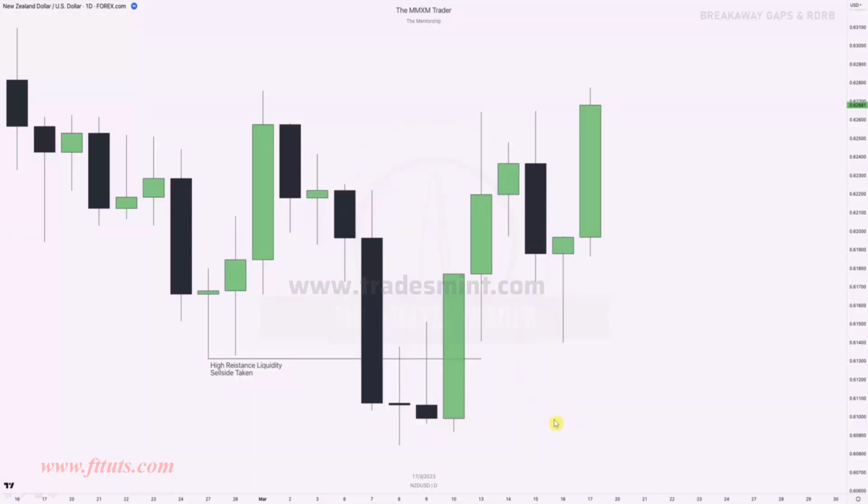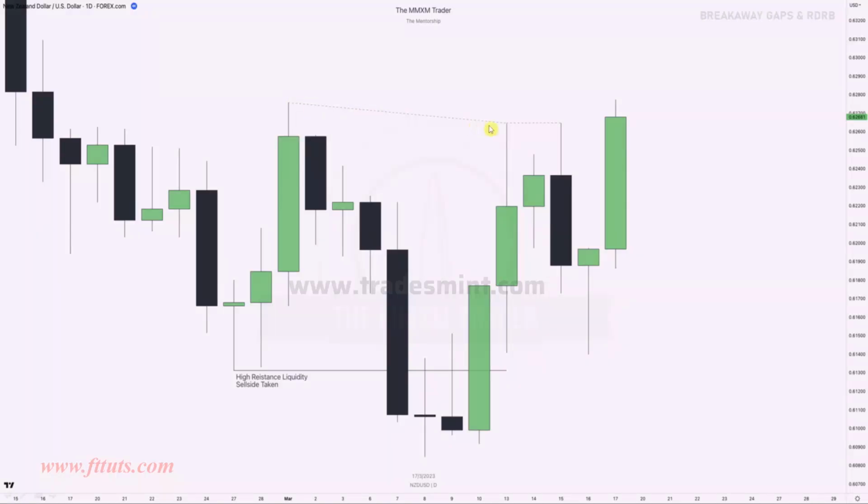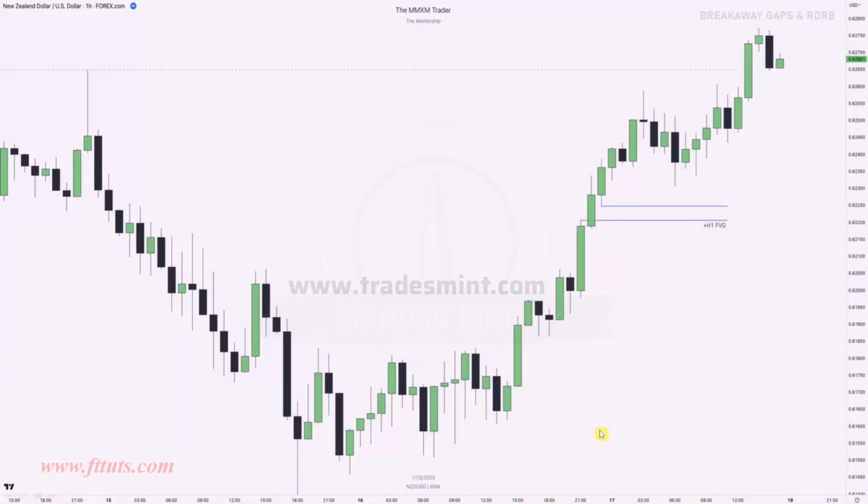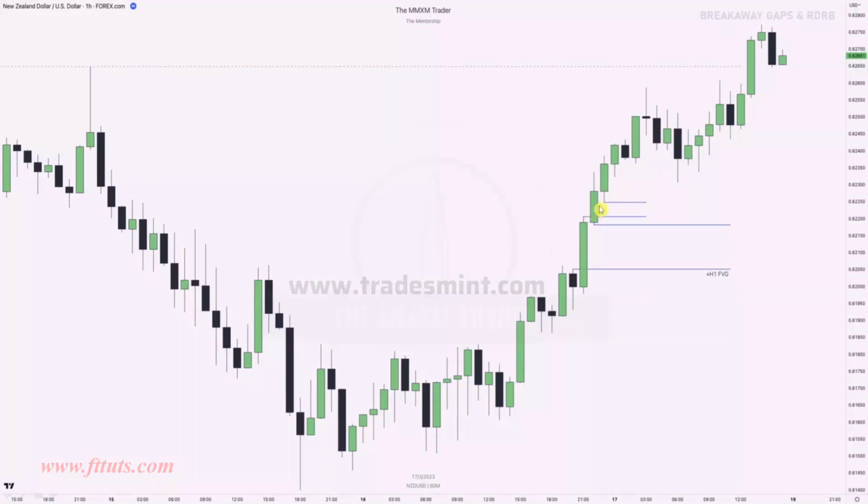Now, where do we spot this PD array? Failure swings up here. Where is that redelivered, rebalanced? Up, down, next candle, up. So we've got a balanced price range down here, and we can outline that on a 1-hour chart too. Alright, so we have this gap here. Why are we not trading inside this gap? Or even inside this 1-hour gap? This should be a nice area where we can retrace into.